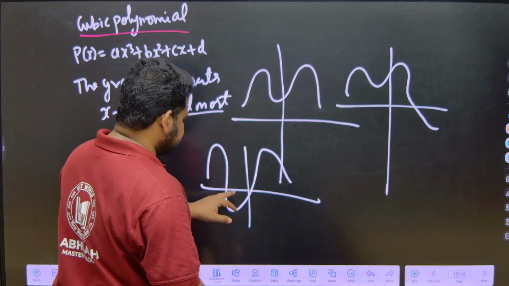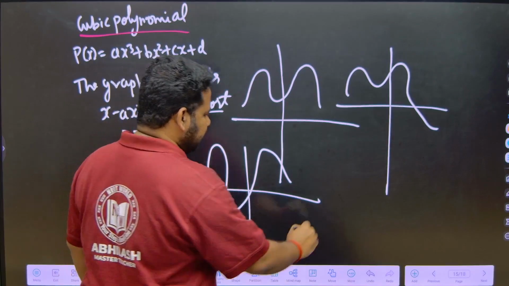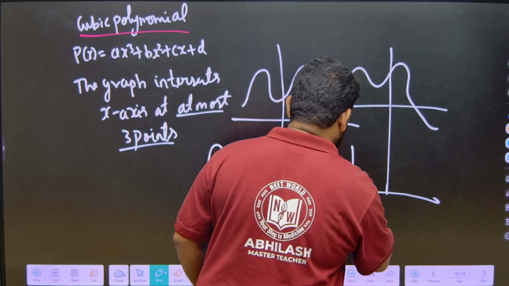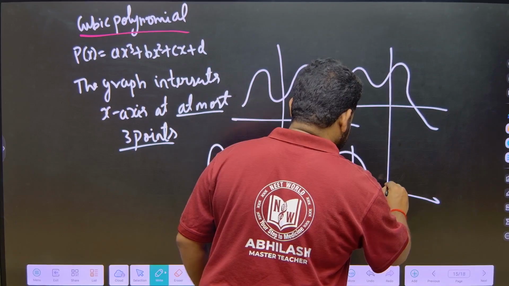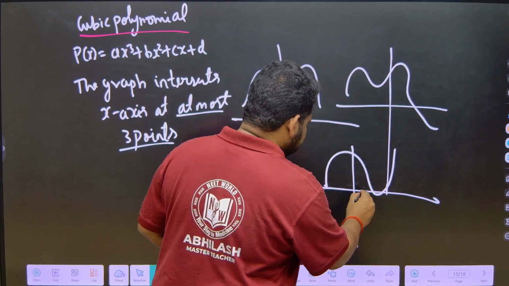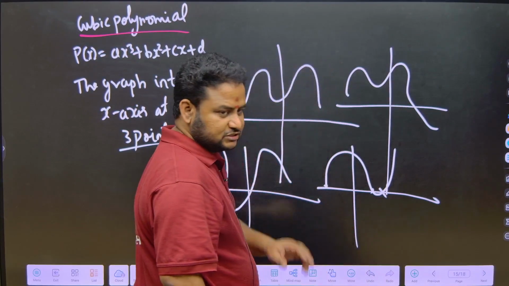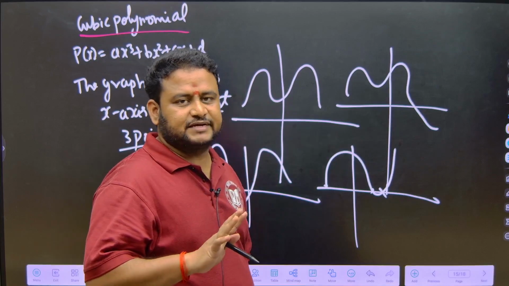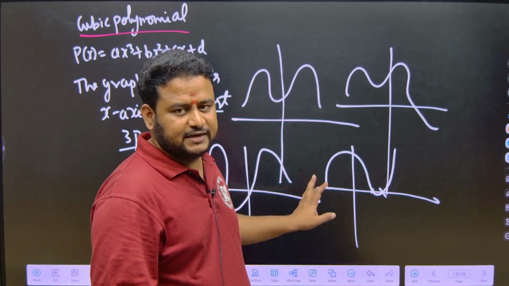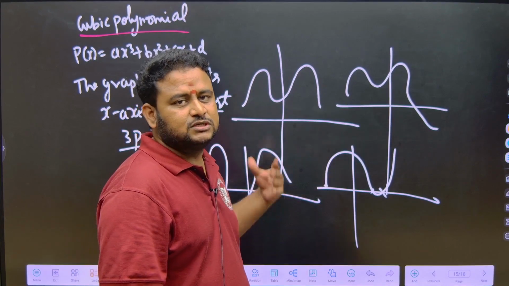Okay, it is intersecting at 2 points, this point and this point, and it may intersect at 3 points. This is 1 point, this is 1 point, and this is 1 point. It is 3 points, maximum 3 points; minimum it can be 0, 1, 2, 3. So it may intersect at most 3 points, that is cubic polynomial.